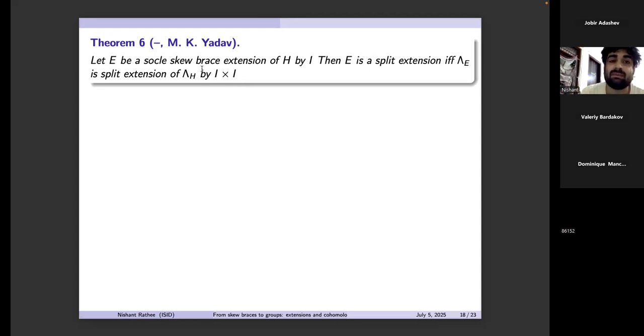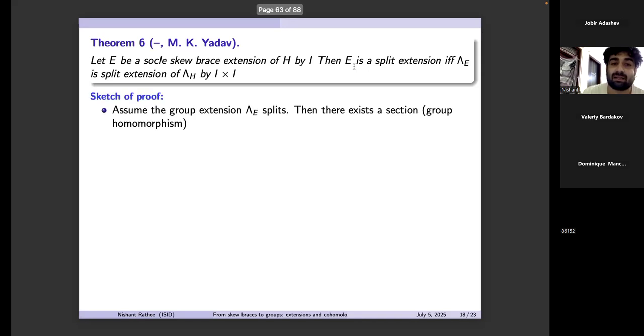So, suppose E is a socle extension of H by I. This means that I is contained in the socle of E. Then E is a split extension if and only if the corresponding lambda extension splits. One direction is easy to see. If the skew brace extension splits, then the section S × S will always be a group homomorphism at the level of lambda groups. You can always make the group extension split, but we only see the converse part.